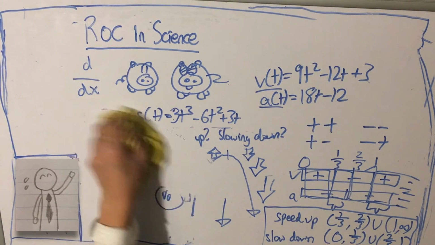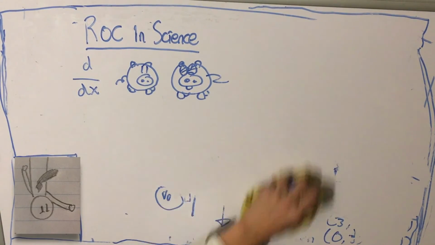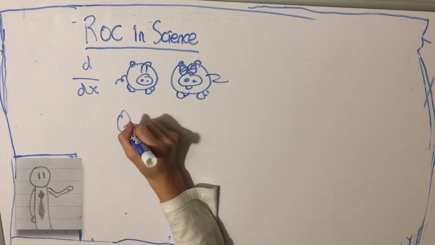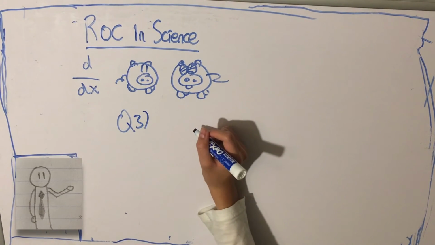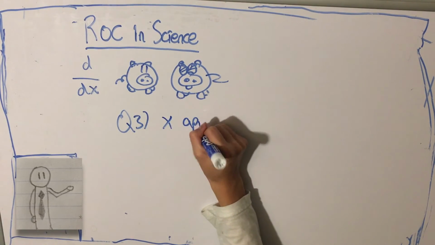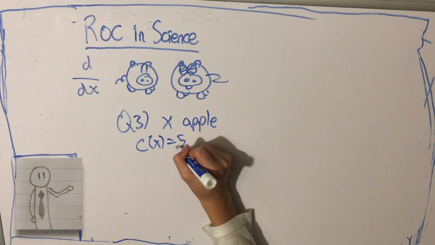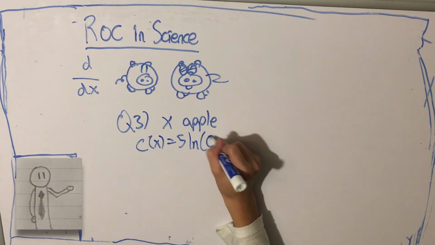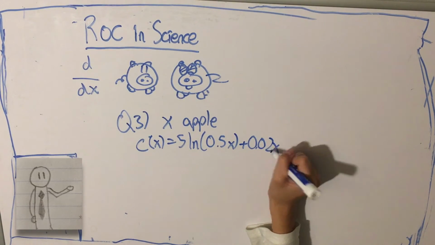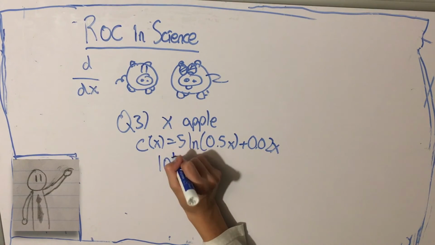All right, final question. Question number 3. The company of Ayor's Atrocious Apples can produce x apples at the cost of C of x equals 5 ln 0.5x plus 0.02x. What is the marginal cost of producing the 10th apple?